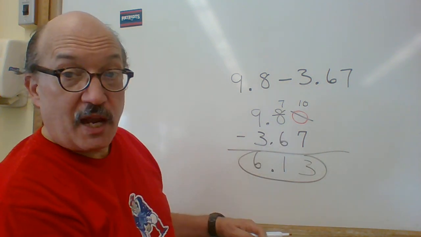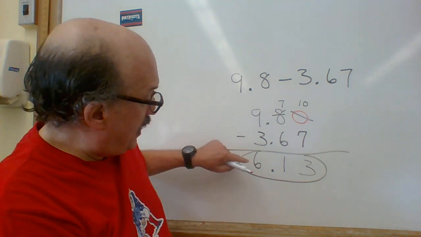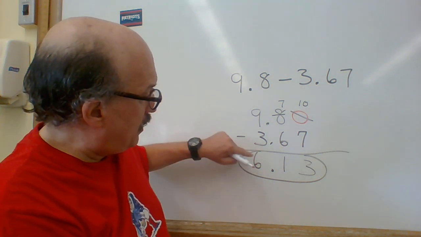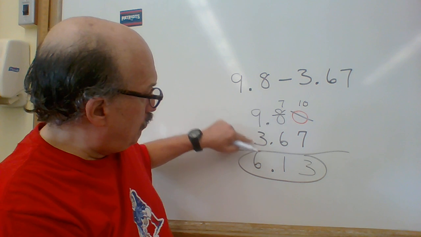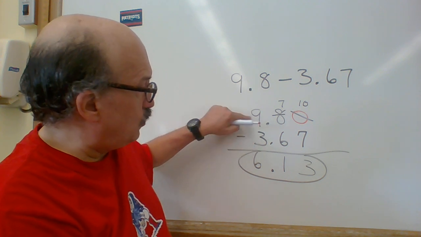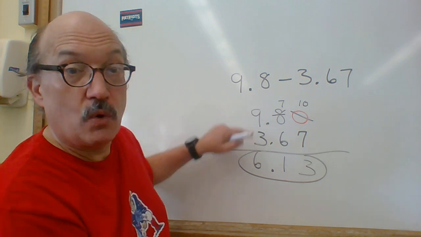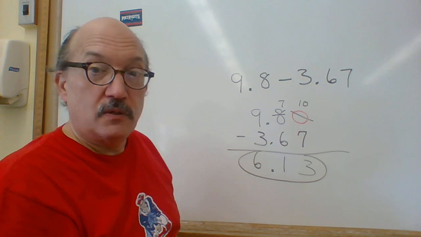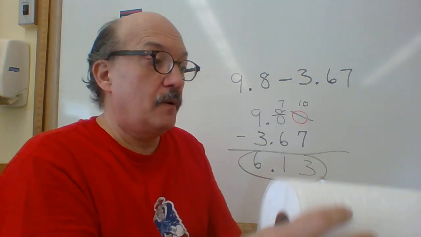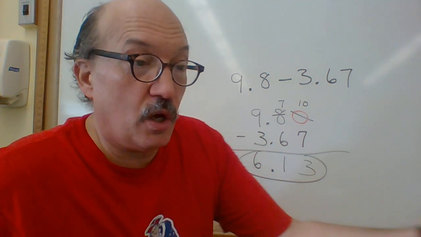Of course, you can check this. You can always check a subtraction by adding these two, adding up. 6.13 plus 3.67 will give you the 9.80 or 9.8. So be careful of that aspect of subtraction.